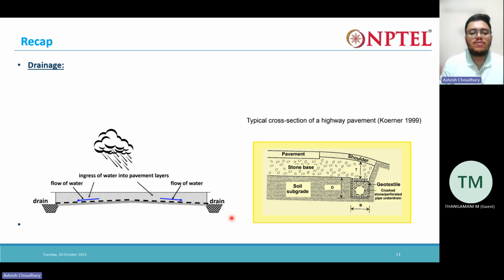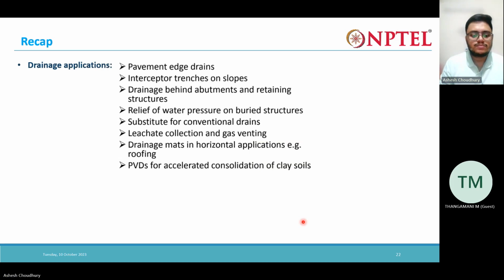Say we have a pavement here, and we have side drains given here. What we want is that the water entering the pavement should flow through this geotextile, follow the camber, and then drain out in the drain. For these purposes, these geotextiles are provided. There are many applications: pavement edge drains, interceptor trenches and slopes, drainage beds. So there are many uses.